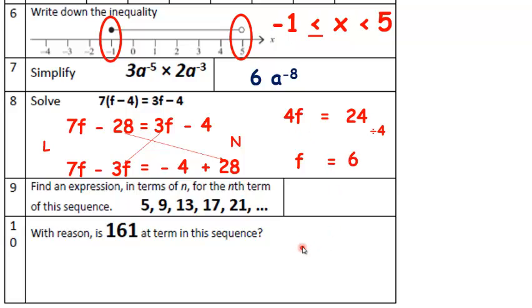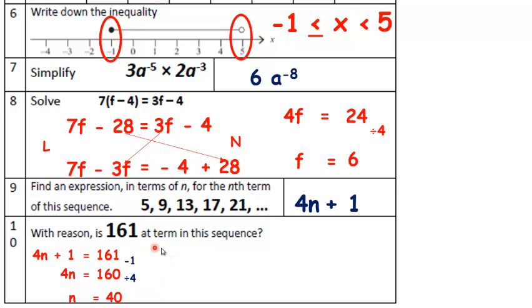Question 9 and 10 should really be straightforward to you now. These are going up in 4s, so it's 4n, and the number in front of the 5, if there was one, would be a positive 1, so it's 4n plus 1. You need to make 4n plus 1 equal to 161 to check to see if 161 is in the sequence. Take away 1, that gives me 160. Divide by 4, that gives me 160 divided by 4 is 40.